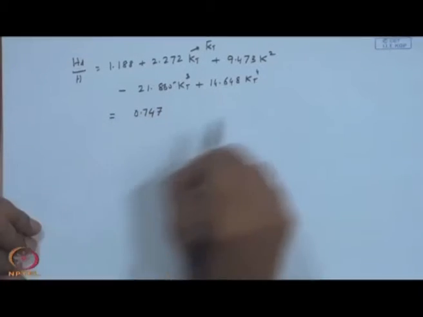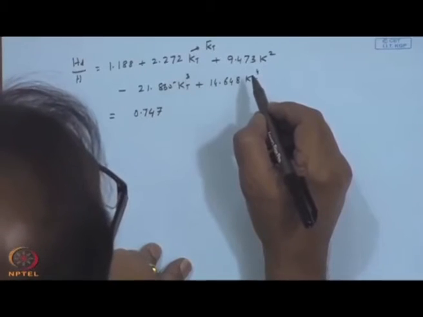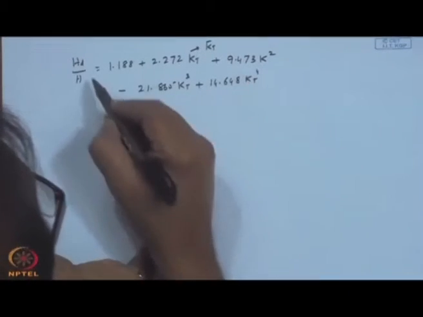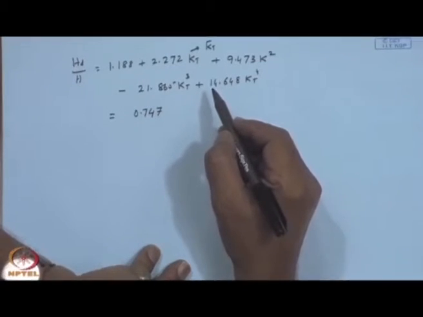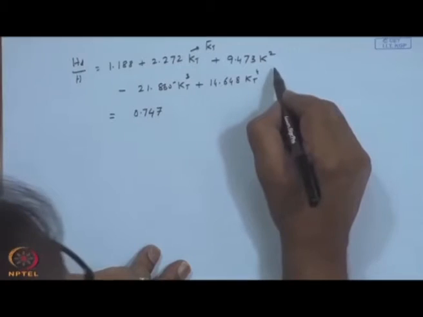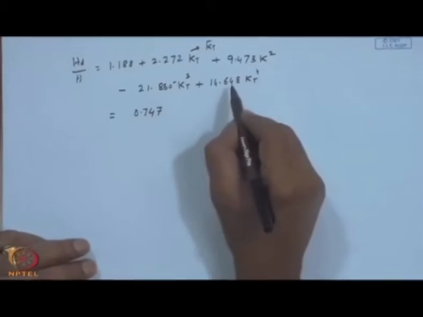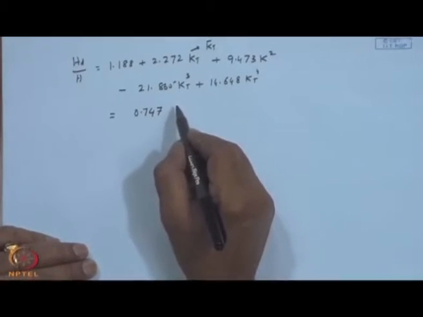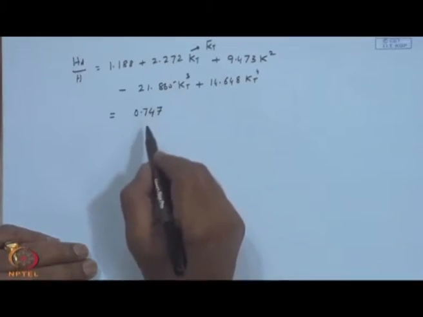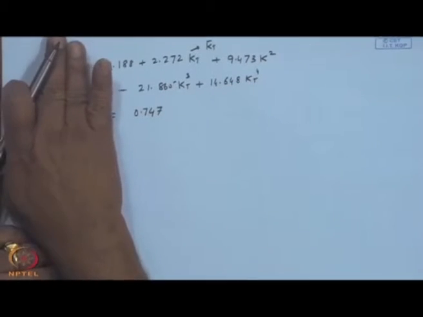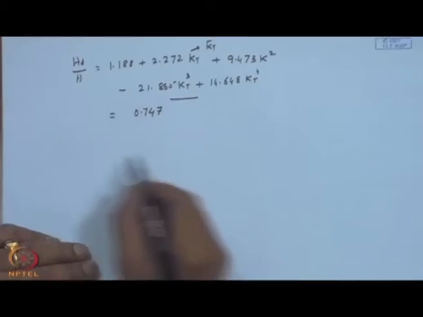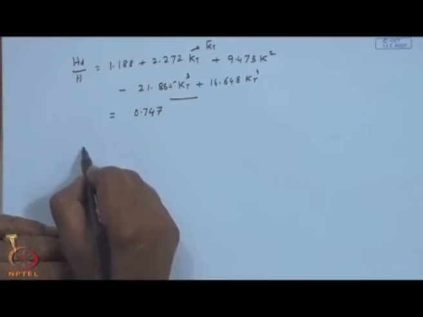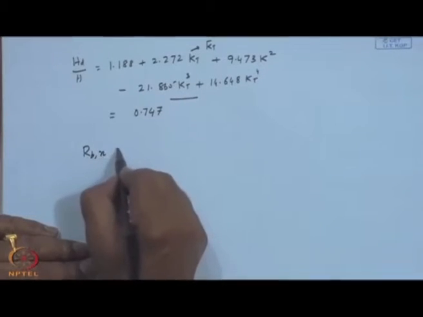0.747. These things I am writing again and again, because if I just say Hd by H is equal to 0.747, you may not know which relation I have picked up. So, this is at the expense of little repetition, but I suppose it is for clarification, and by the end of the course you should remember looking at the relation. This is not given to you, this is given to you, you should be able to say okay, this is Hd by H.